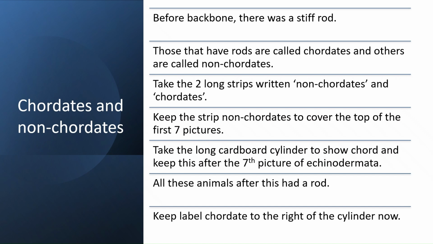Chordates and non-chordates. Before the backbone, there was a stiff rod. Those that have rods are called chordates and others are called non-chordates. Take the 2 long strips written non-chordates and chordates. Keep the strip non-chordates to cover the top of the first 7 pictures. Take the long cardboard cylinder to show the chord and keep this after the 7th picture of echinodermata. All these animals after this had a rod. Keep the label chordate to the right of the cylinder now.